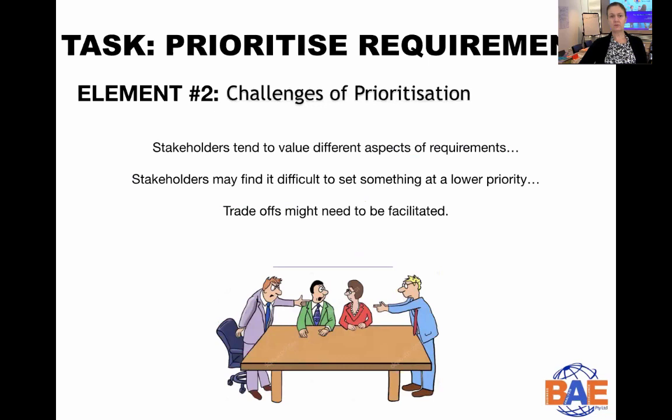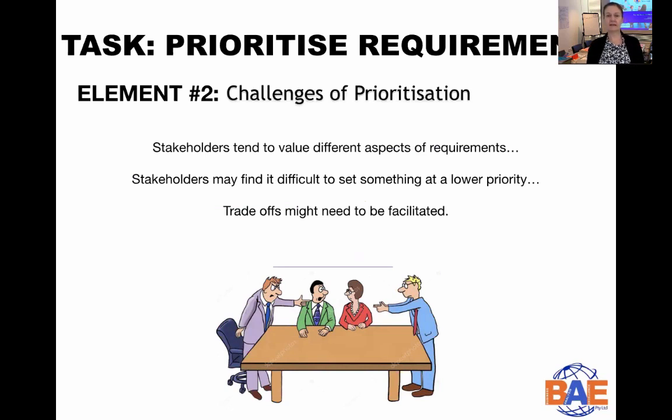So element 2 is about the challenges. And partly it's because those basis items that we've just discussed, some people may value some of those particular aspects more highly than other aspects. And this is where the challenges come in. Like for one business stakeholder, the business value of a particular requirement is potentially all that matters.